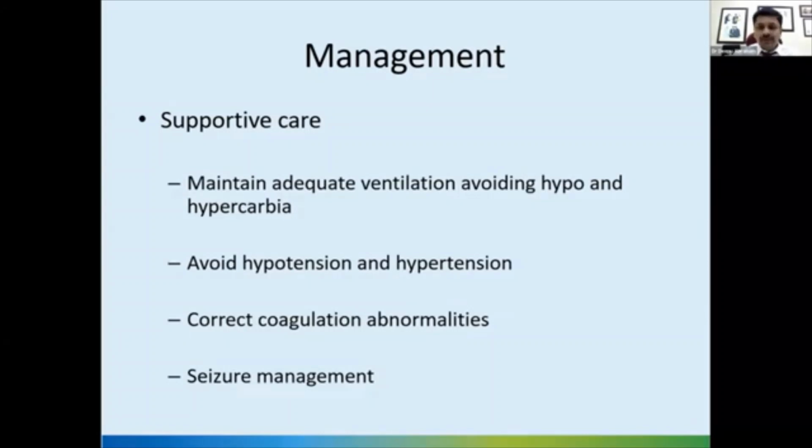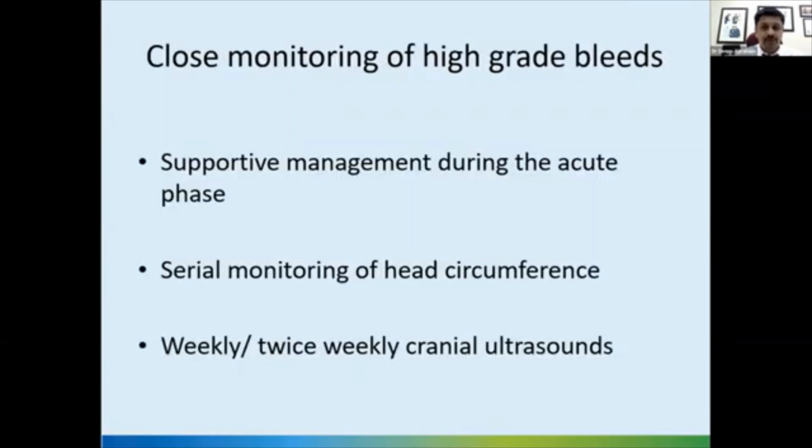Avoid hypotension and hypertension. As much as possible, try to keep a close eye and try to avoid fluid boluses. Correct coagulation abnormalities, if any. In significant hemorrhages, seizures can be an accompaniment, so prompt seizure management is needed. So this is the nutshell of the acute care management when we see intraventricular hemorrhage.